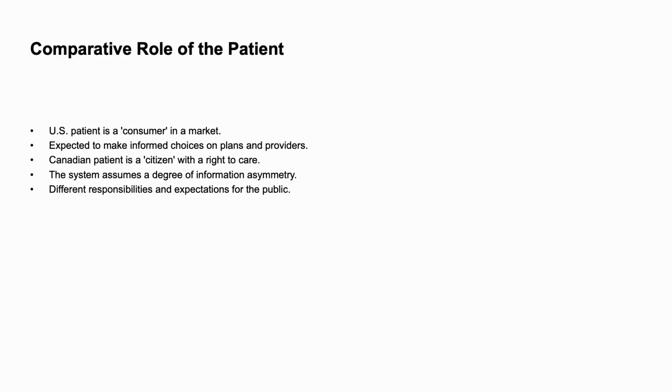This is a crucial distinction for understanding why reform is so difficult in the U.S. and why our system, for all its challenges, remains more stable and equitable. The economic role of the patient is another key difference between the two systems.